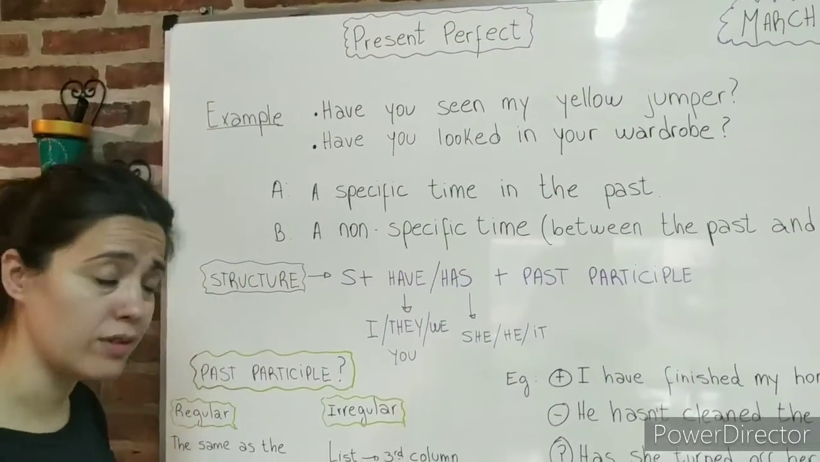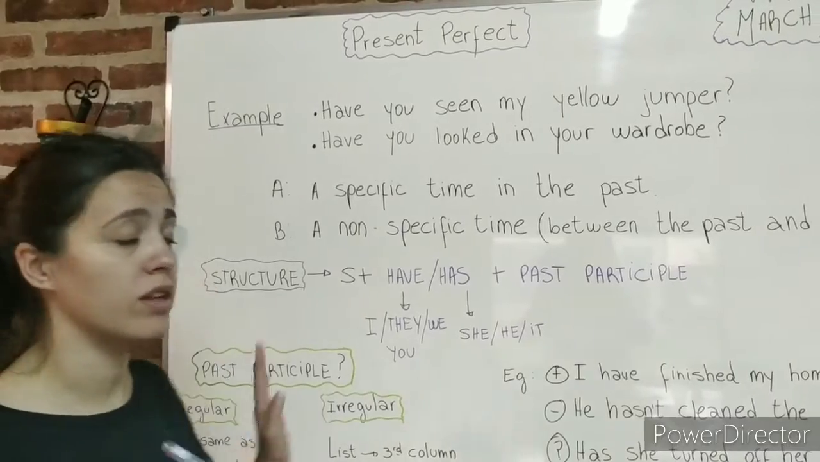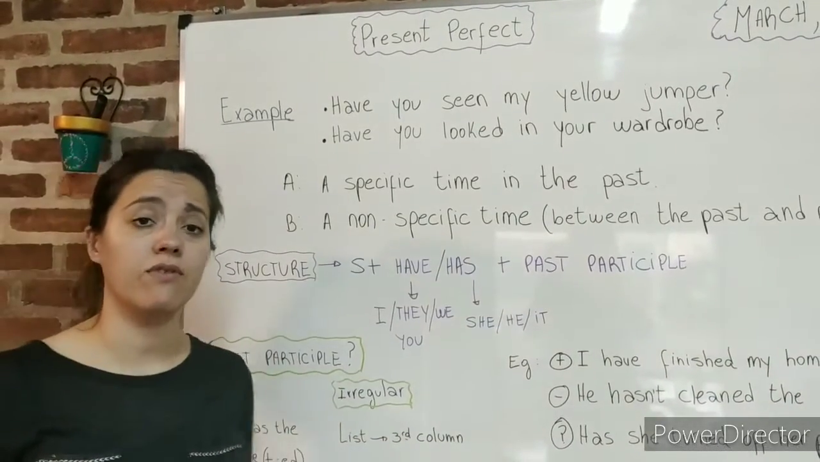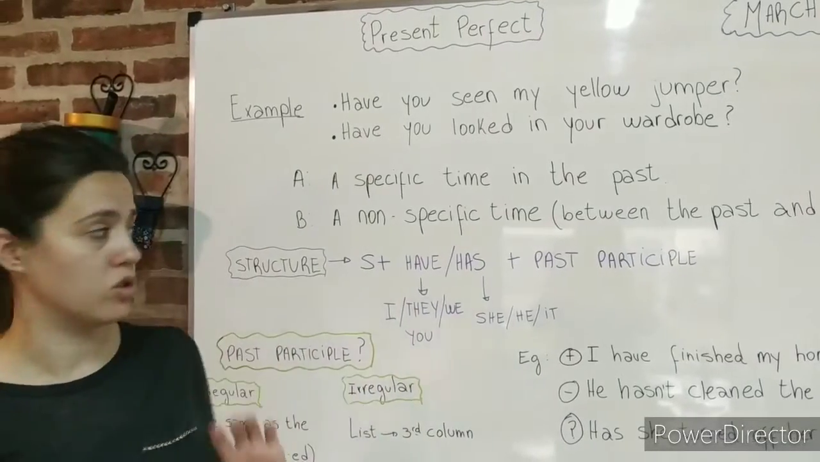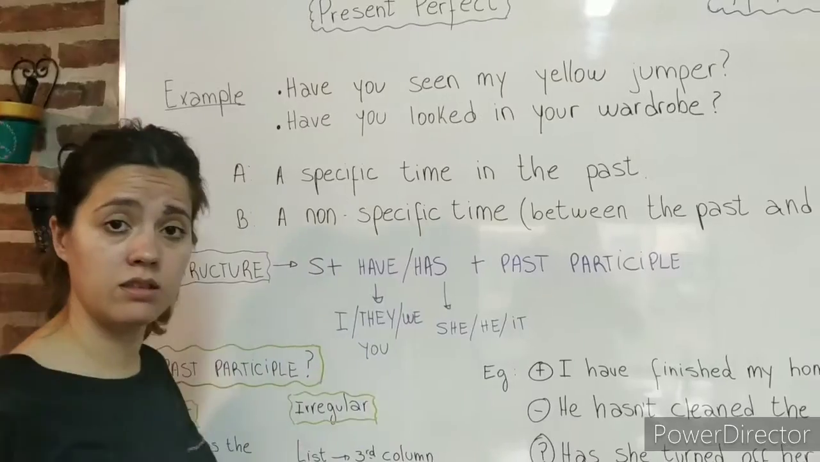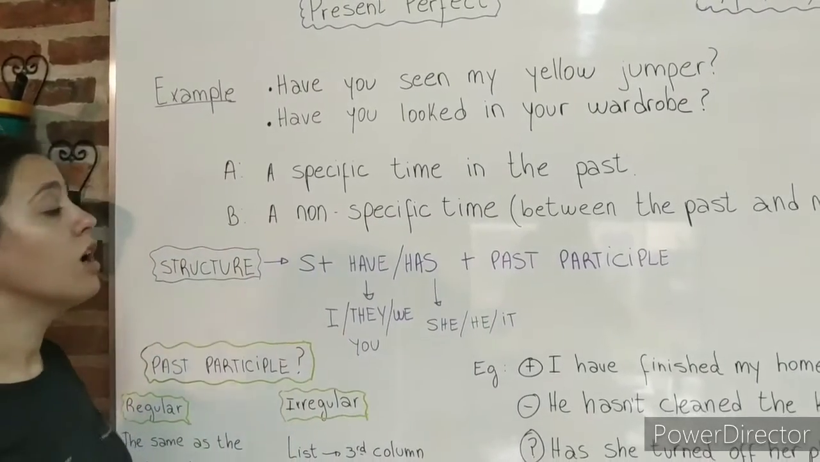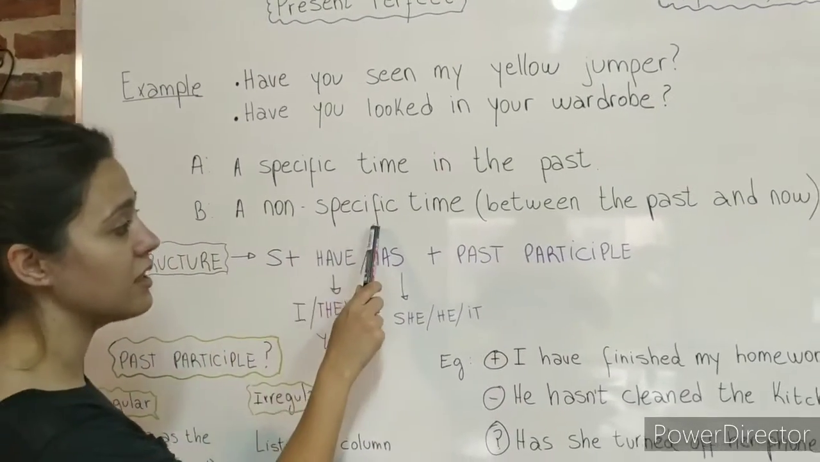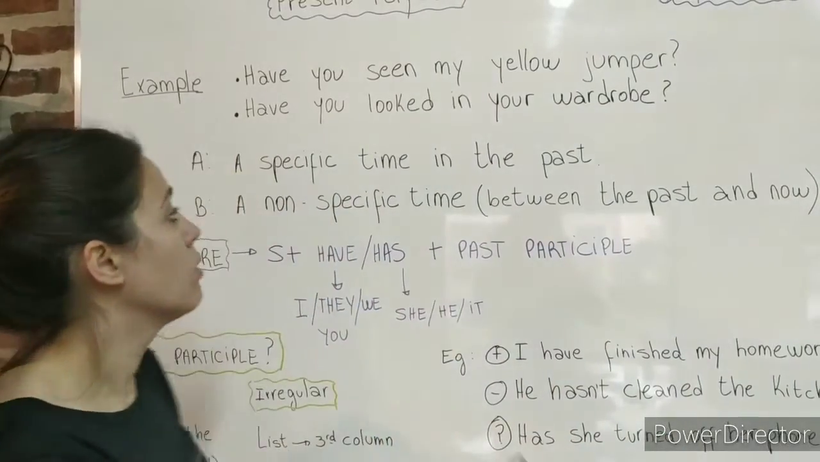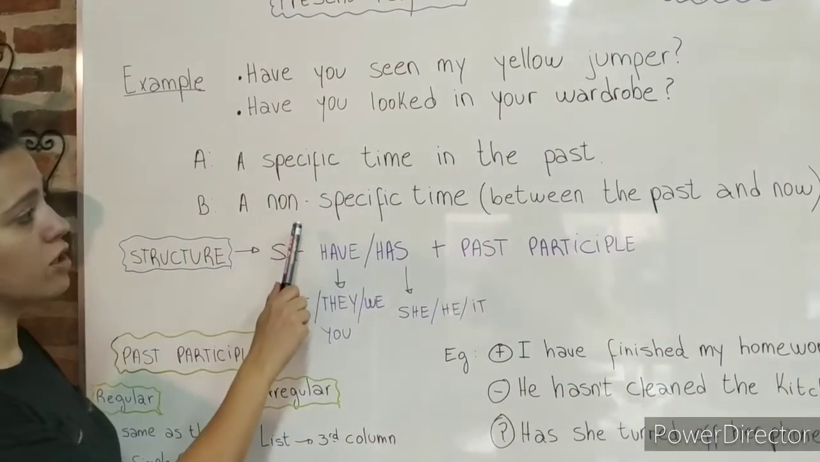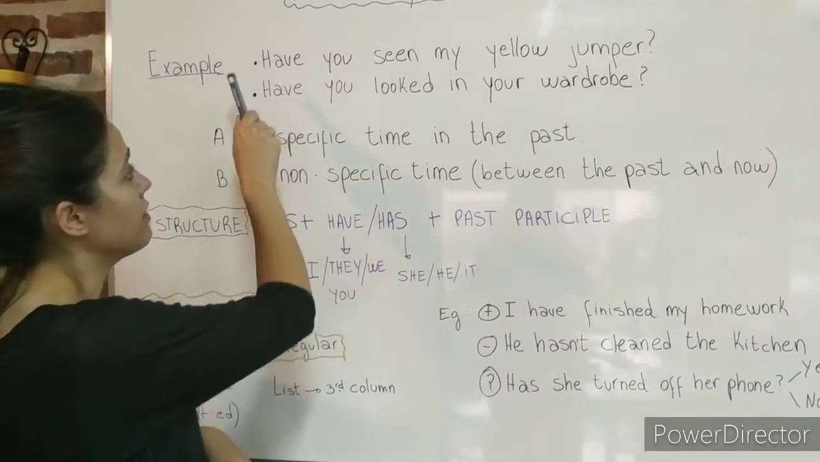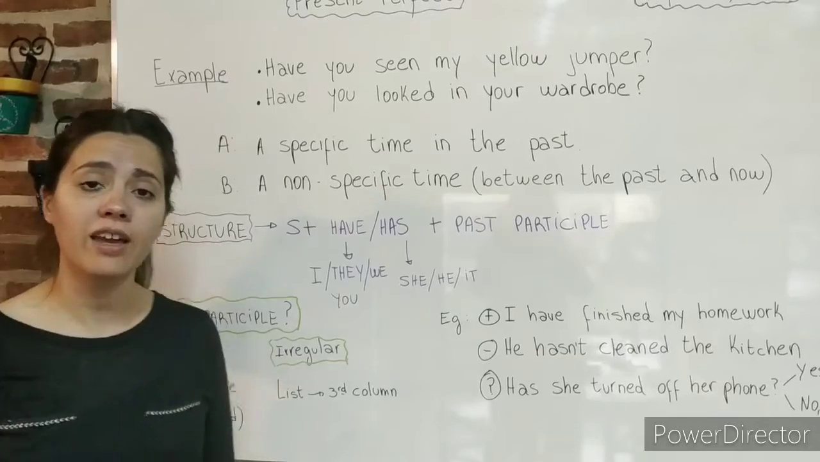So the idea first is that you will have to read these two sentences and tell me if these sentences are talking about A, a specific time in the past, or B, a non-specific time between the past and now. So we have specific time, non-specific time. Take your time and tell me, what do you think, A or B?